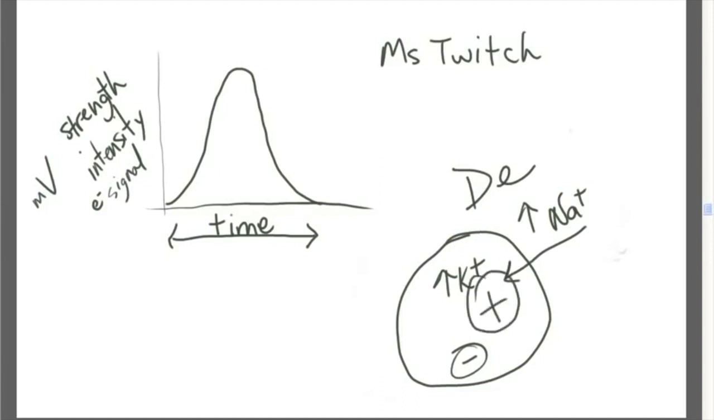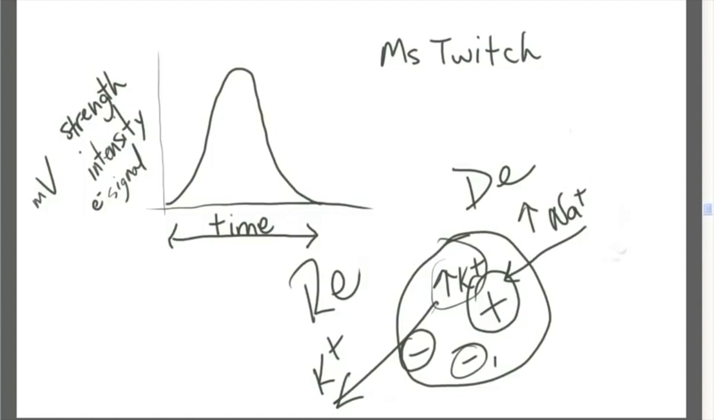And what does that make the charge in here now? It now becomes positive. Then we repolarize, which opens potassium channel, and now the charge goes back to negative. So here's 1, here's 2, here's 3. Negative, positive, negative. Okay. RMP is the 1, depolarization is the 2, repolarization is the 3.